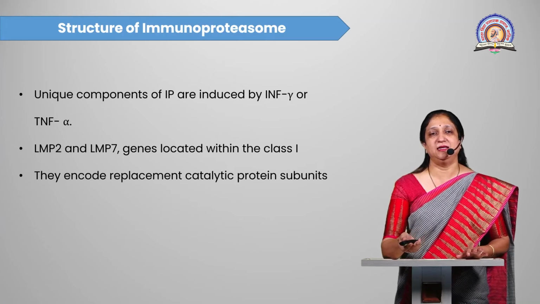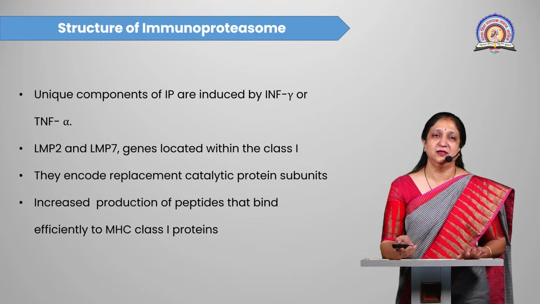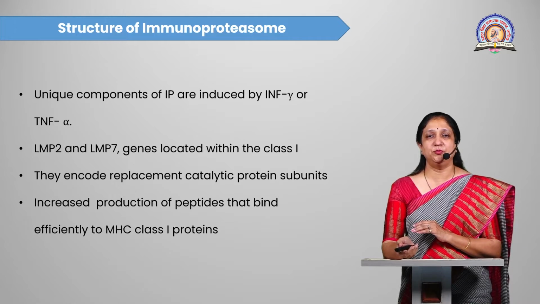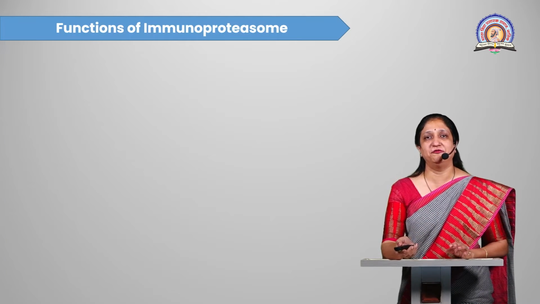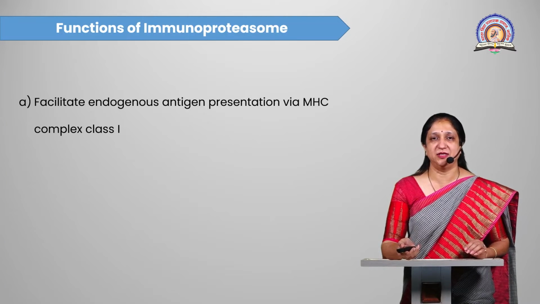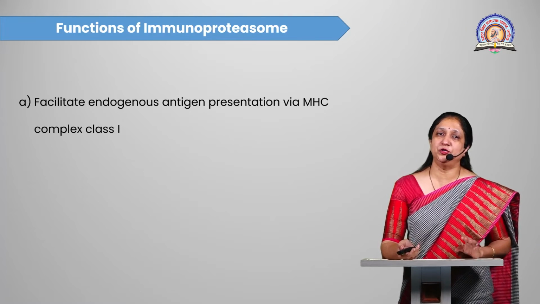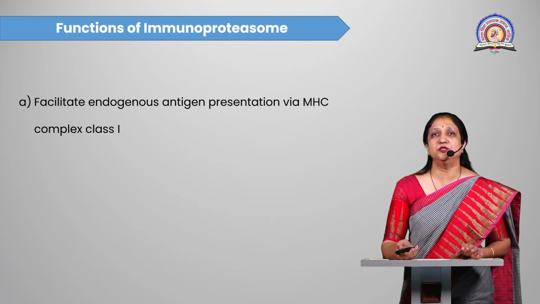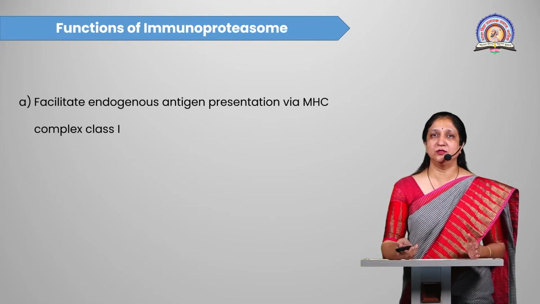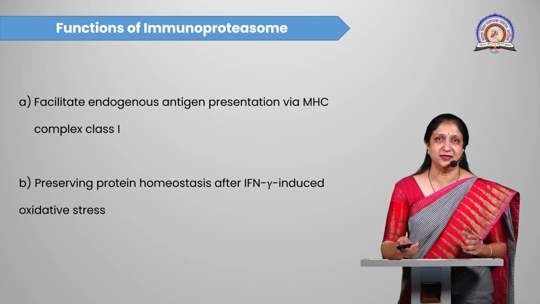Because of these two subunits, LMP2 and LMP7, there is a change which occurs in the normal proteasome and the immunoproteasome, which leads to the formation of the peptides which can bind in the peptide binding cleft of class 1 MHC molecule. So, the main function of the immunoproteasome is to facilitate the endogenous antigen presentation via the class 1 MHC molecules and expression on the surface of the antigen of the target cell.